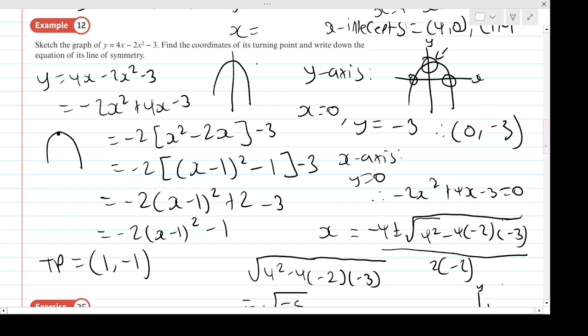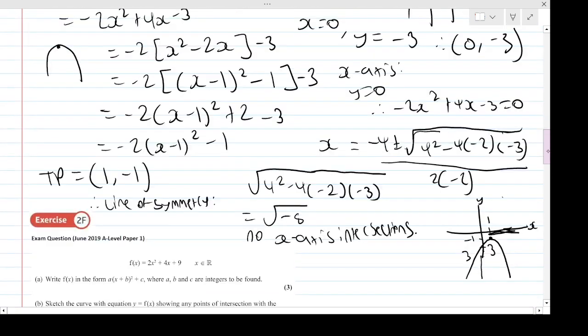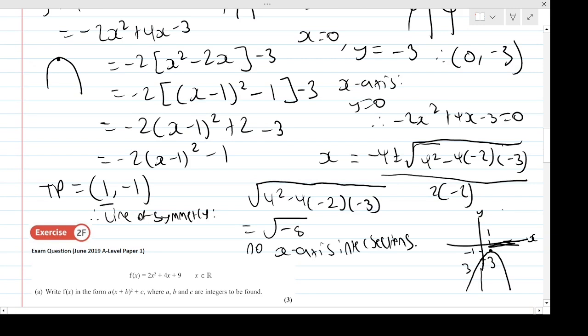So we worked out the turning point to be 1, minus 1. Therefore, line of symmetry, if we write it down here, it's going to pass through the turning point, and the x value of the turning point is 1, isn't it? Down here. So the line of symmetry therefore is x equals 1.